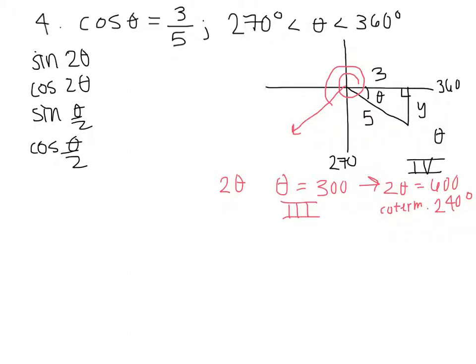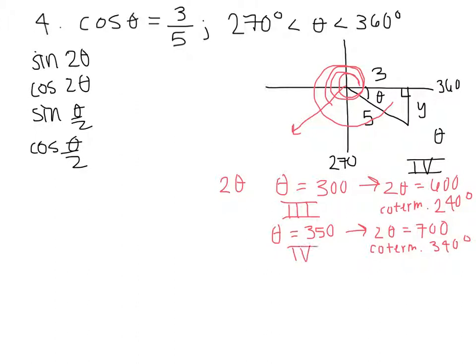Okay, but now if I think about taking a bigger angle than that, let's say we take theta is equal to 350. Now if I double that value, 2 theta becomes 700, then I know that 700 is going to be a full rotation plus 340. So this is going to be coterminal to 340 degrees, which is in quadrant 4. Okay, so we know that double theta, when we're starting in quadrant 4, is either going to be in quadrant 3 or quadrant 4.